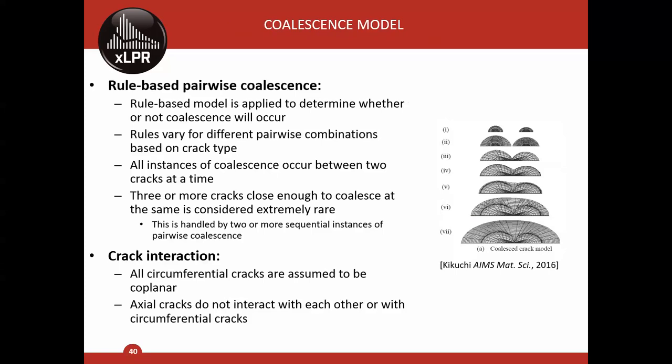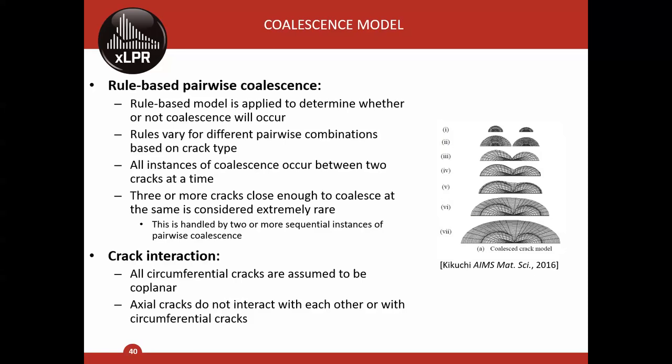In all cases, coalescence is modeled between two cracks at a time. The potential for three or more cracks to coalesce is extremely rare. And in these situations, xLPR would model two or more sequential instances of pairwise coalescence. And the user can investigate implications of this assumption by changing a coalescence direction input in xLPR from clockwise to counterclockwise, or vice versa.